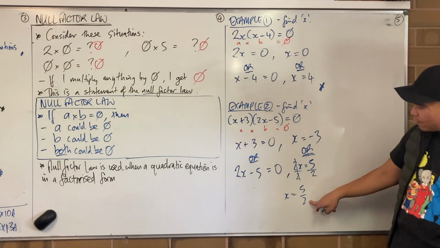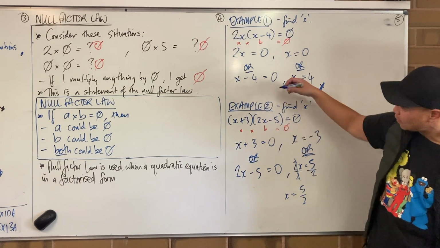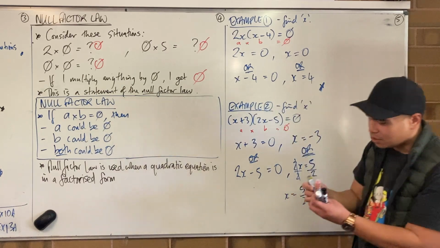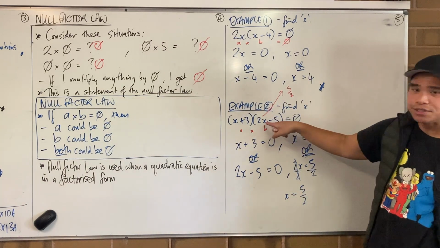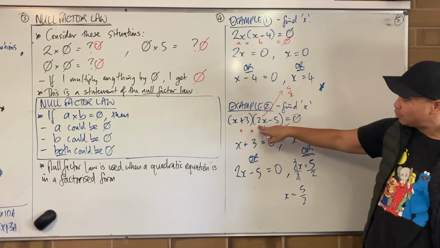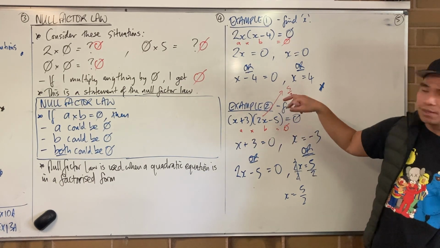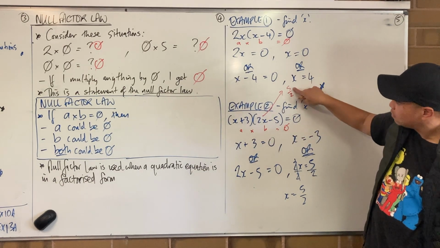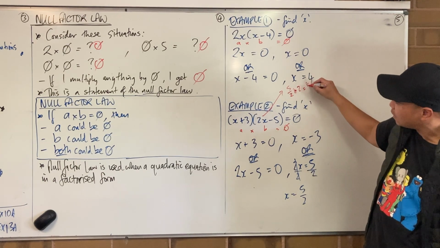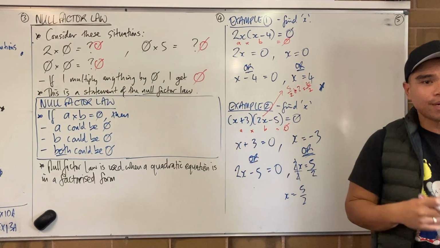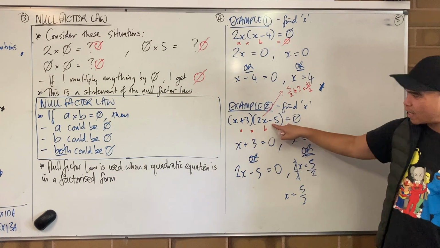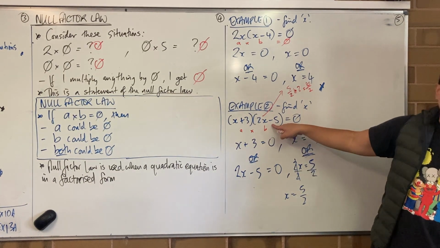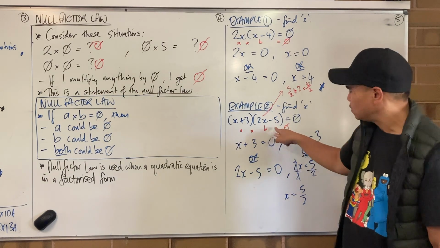If I chuck 5 on 2 into here, let's do it. I'll show you, so you trust me. If I chuck 5 on 2 into this, what's 2 times by 5 on 2? That's going to be 5 on 2 times by 2 is going to be 10 on 2. What is 10 divided by 2? 5? And what's 5 take 5? 0. And if I times anything by 0, what do I get? 0. See?